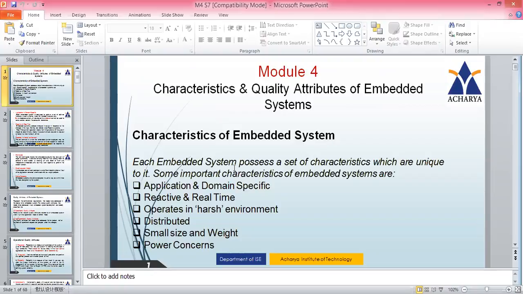Each embedded system possesses a set of characteristics which are unique to it. As I discussed already, embedded systems are unique in their nature, so even the characteristics will be unique. Some important characteristics of embedded systems are application and domain specific, reactive and real time, operates in harsh environment, distributed, small size and weight, power concerns. Now let's see one by one.